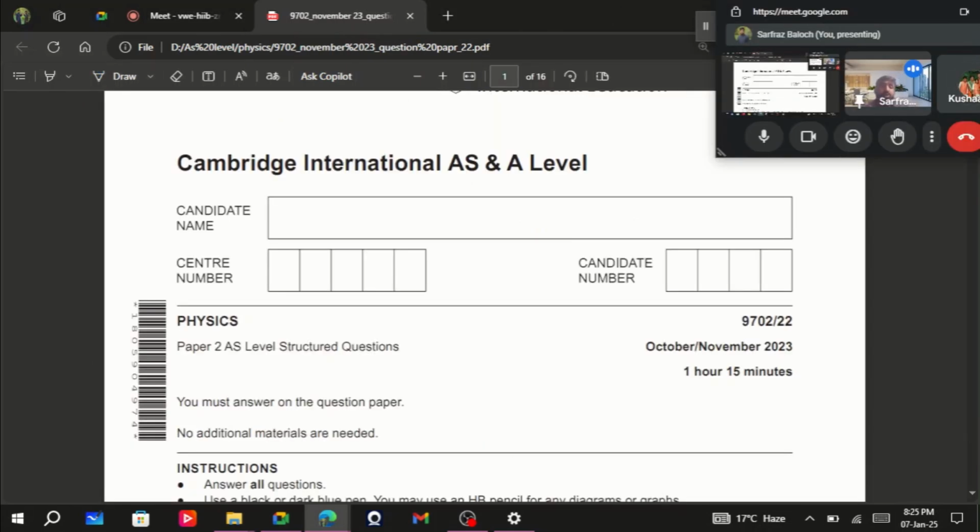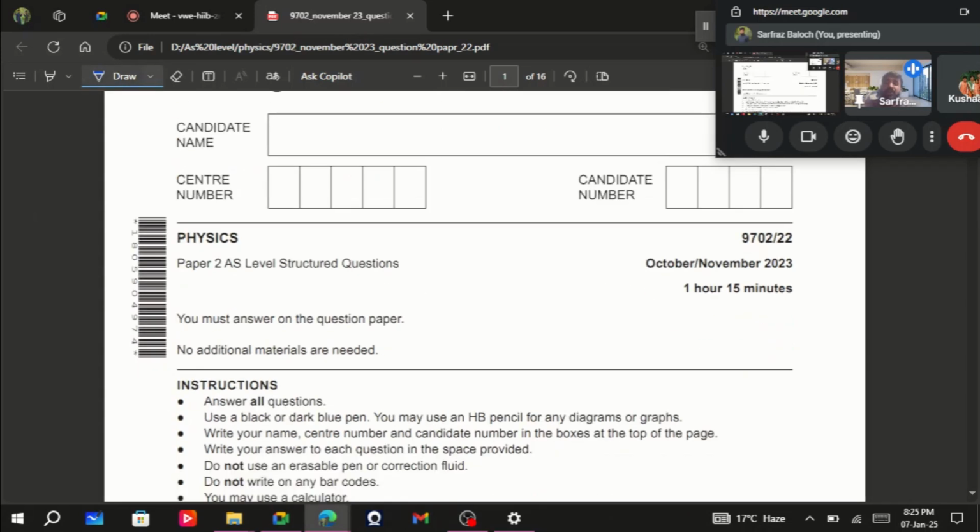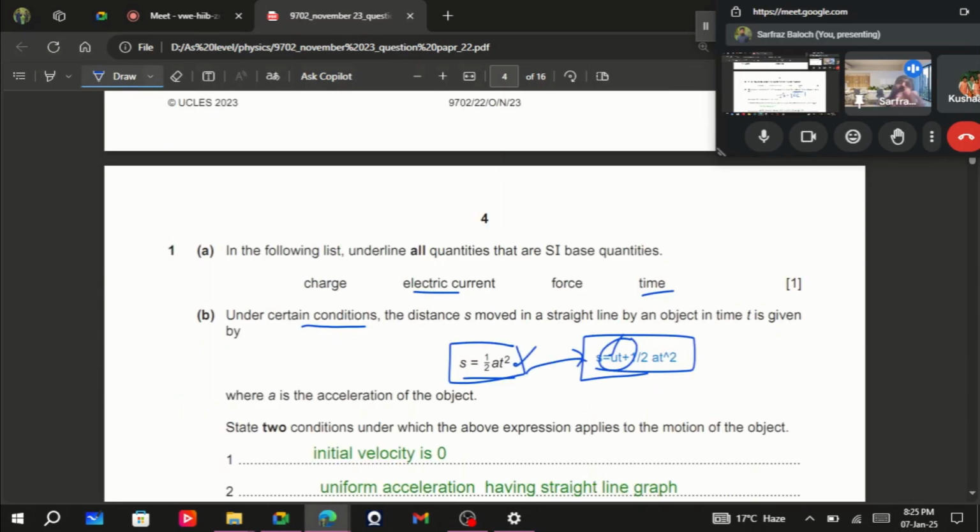Now we are going to do another paper, November 2023. We will also do it quickly. The first question is always coming from base quantities and derived quantities, and their SI units. There are actually seven base quantities. Can you repeat them? There is current, temperature, distance or length, mass, amount of substance, mole, and there's one more, sir.